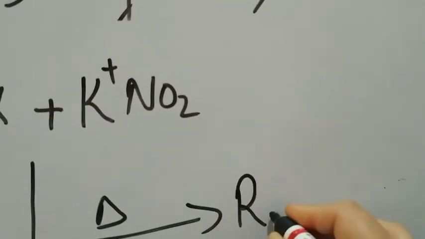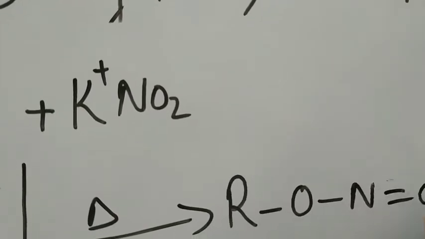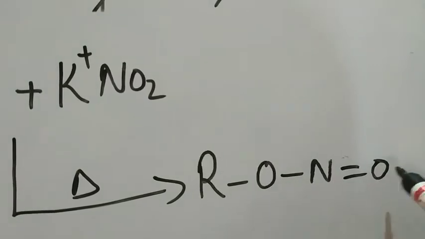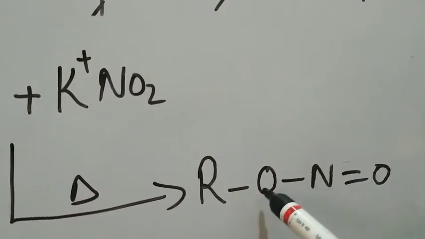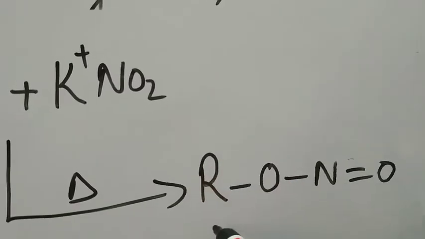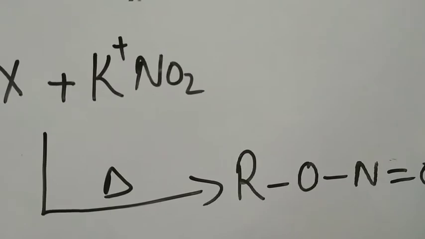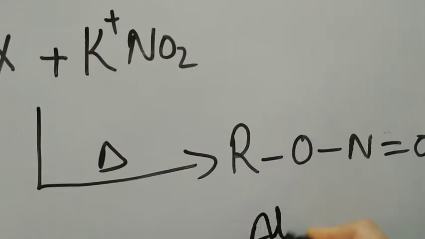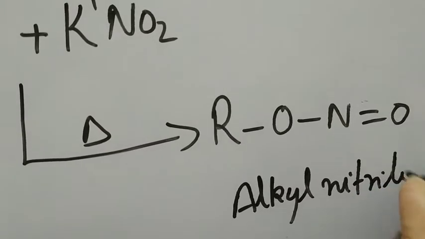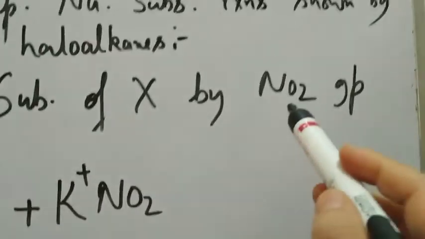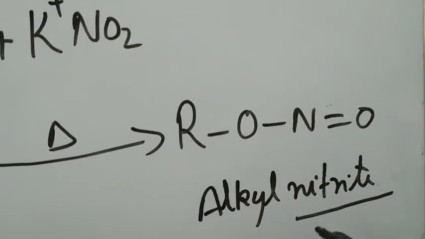If bonding takes place like this, R-O-N double bond O, this is again RNO2. The functional group here is again NO2, but it is making a bond with the R group through oxygen. This class of compounds is called alkyl nitrites. They're called nitrites. If it bonds through N, it is a nitro. If it bonds through O, it is a nitrite.